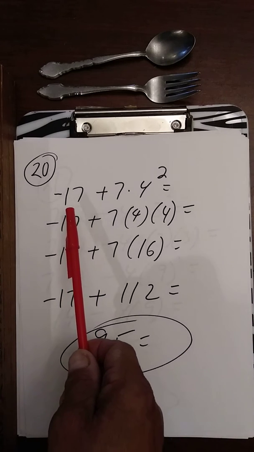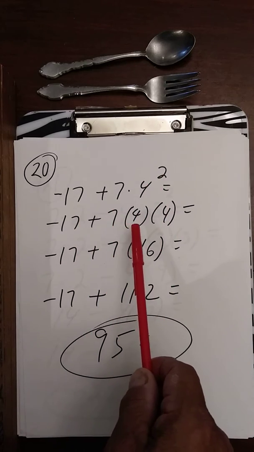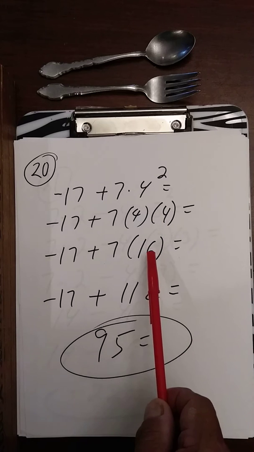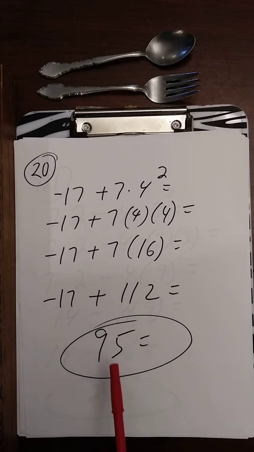We have -17 plus 7 times 4 squared. Do the 4 squared first. So we have 4 times 4 is 16. 7 times 16 is 112. -17 plus 112 is 95.